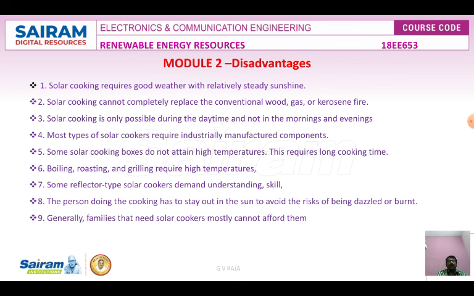The person doing the cooking has to stay out of the sun to avoid the risk of being dazzled or burnt. Generally, families who need solar cookers mostly cannot afford them.